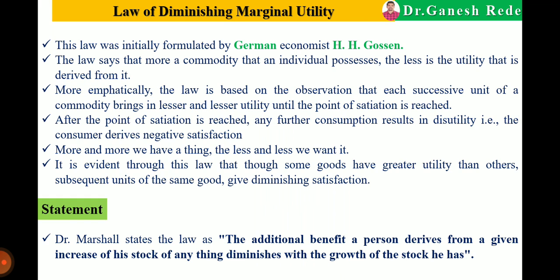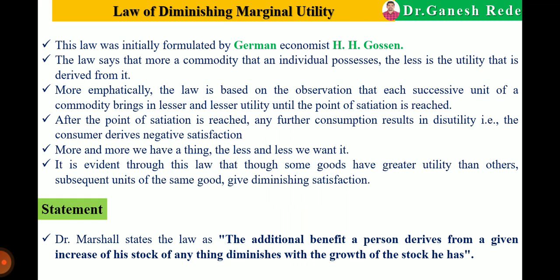So more emphatically, the law is based on the observation that each successive unit of a commodity brings a lesser and lesser utility until the point of satiation is reached. Up to the point of satiation or full satisfaction, the utility decreases. After the point of satiation is reached, further consumption results in disutility, that is, the consumer derives negative satisfaction.